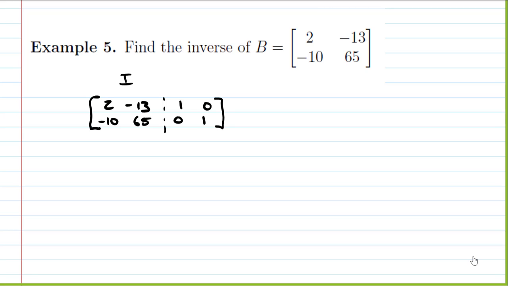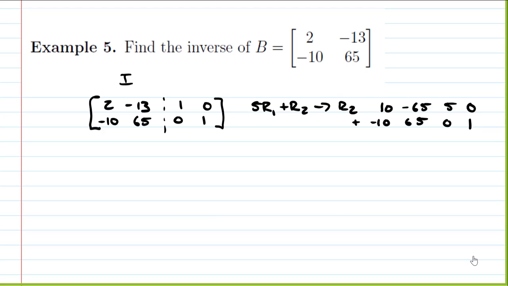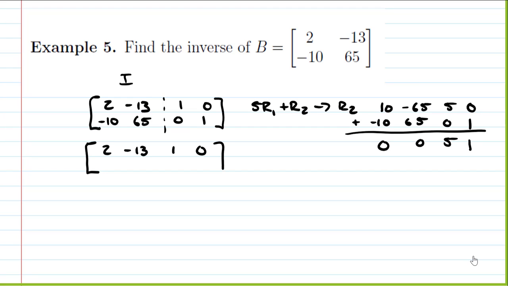So I'll do this one by hand. So we have 5 times row 1 plus row 2 to replace row 2. Well, that's going to give me 10, negative 65, 5, and 0, and negative 10, 65, 0, and 1. And if I add those up, I get 0, 0, 5, and 1. So my new matrix would be 2, negative 13, 1, 0, and then I replaced row 2 with 0, 0, 5, 1. So we're going to notice we have a problem.